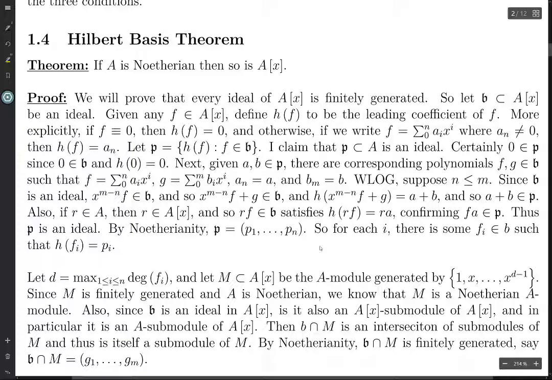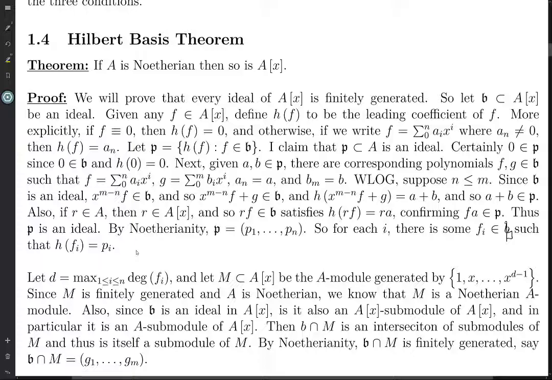So these P1 through Pn are all elements in the ring. For each i, there's some polynomial Fi in the ideal B such that the leading power of Fi is equal to this Pi. What we're going to want to do is use these Fi's to cancel out any higher order terms, any higher power coefficients.